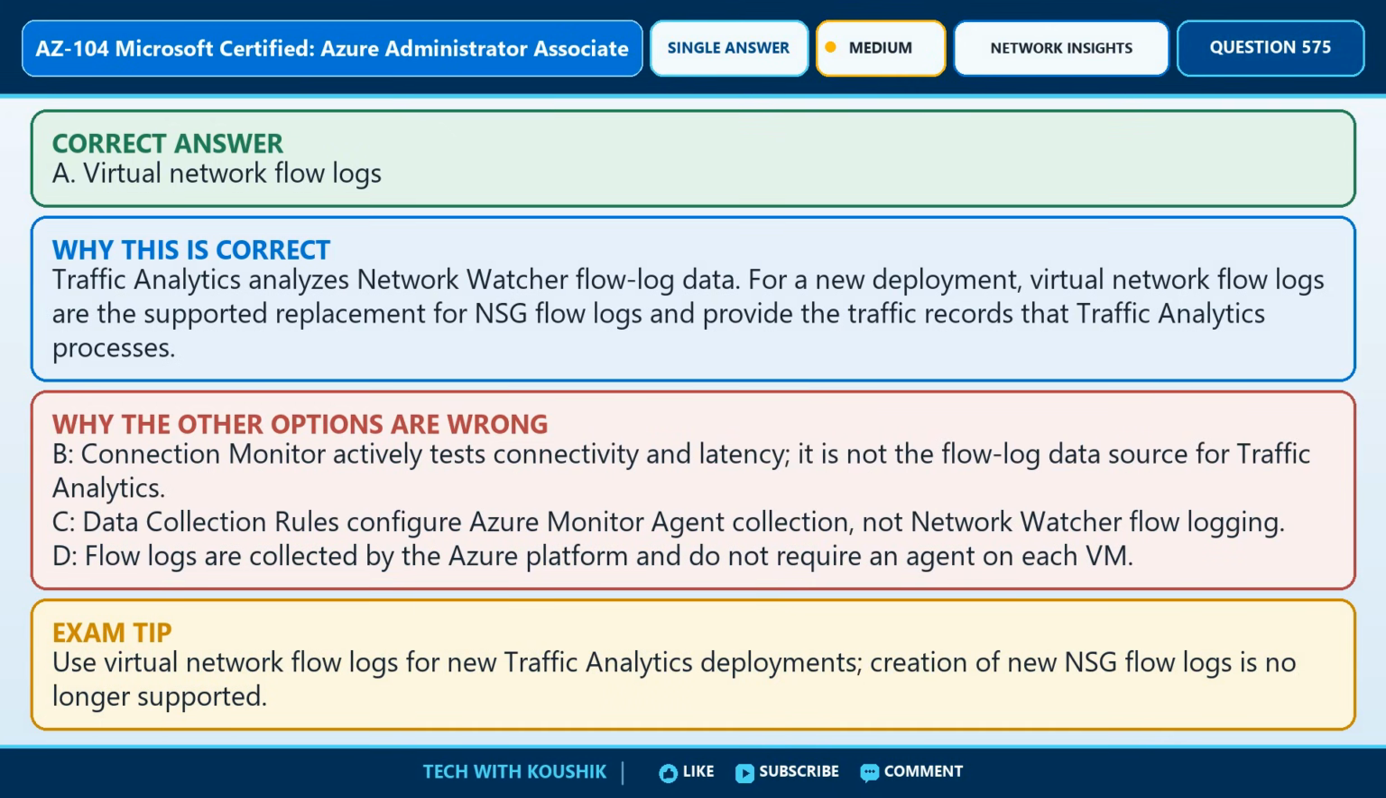Here is the technical justification. Traffic Analytics analyzes Network Watcher flow log data. For a new deployment, Virtual Network Flow Logs are the supported replacement for NSG flow logs and provide the traffic records that Traffic Analytics processes. The alternatives can be eliminated because B, Connection Monitor actively tests connectivity and latency. It is not the flow log data source for Traffic Analytics. C, Data collection rules configure Azure Monitor agent collection, not Network Watcher flow logging. D, flow logs are collected by the Azure platform and do not require an agent on each VM.